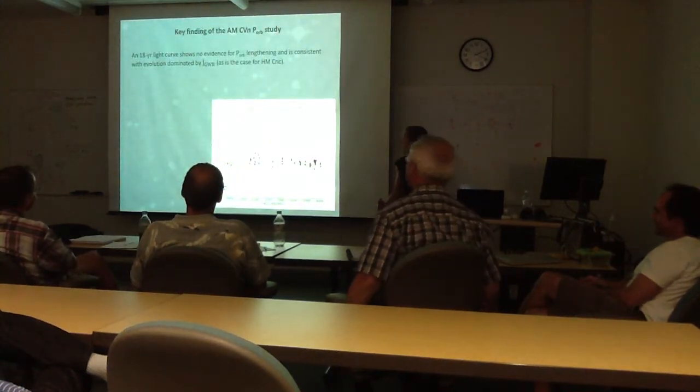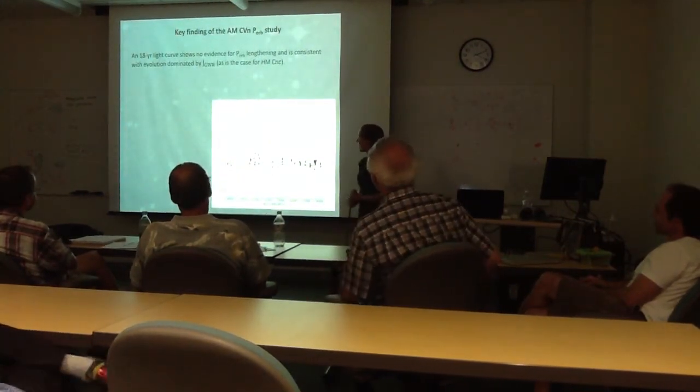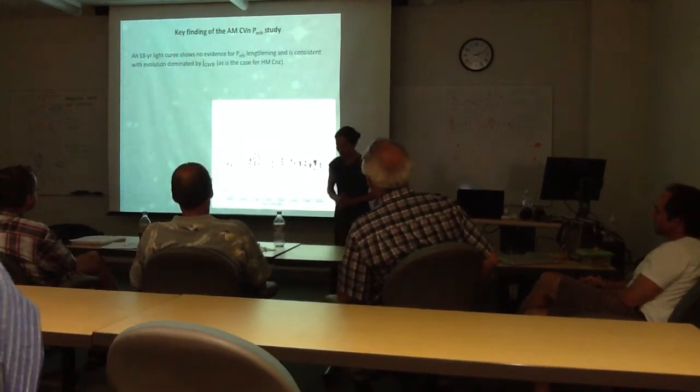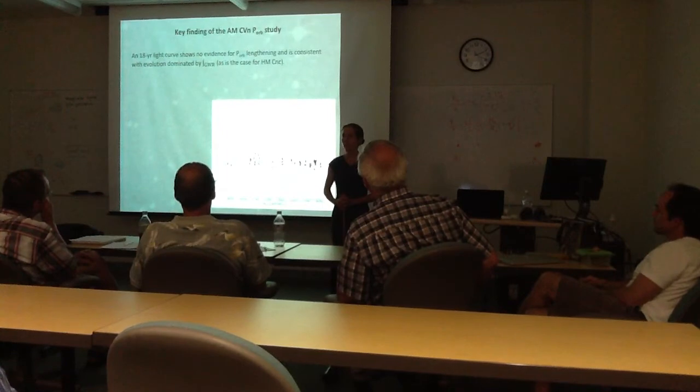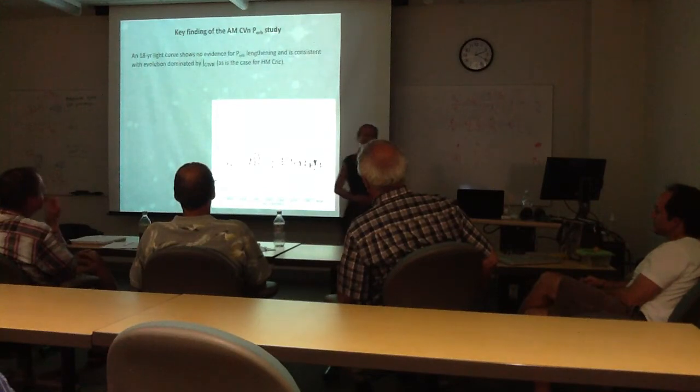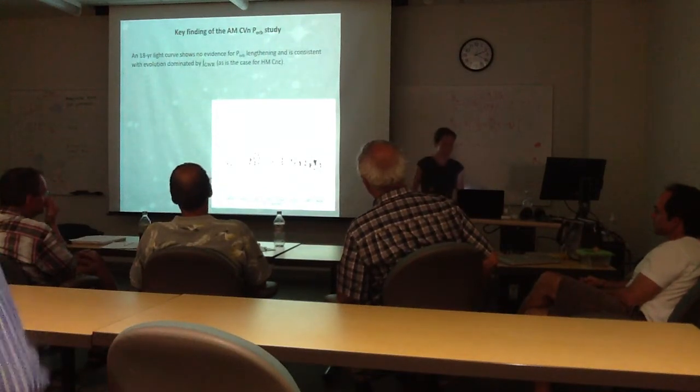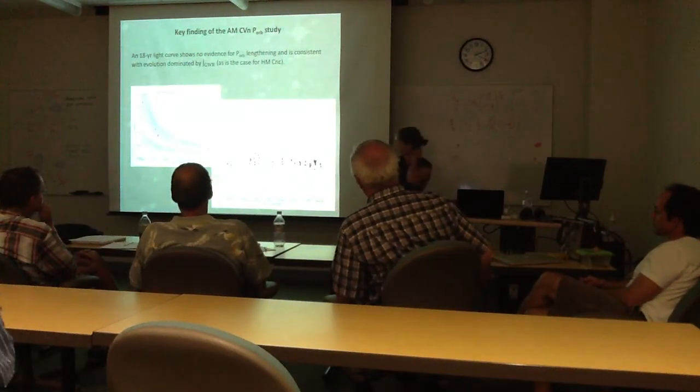Okay, so the key findings of this study are: the 18-year light curve of Amkin-Ben shows no evidence for orbital period lengthening in the system, and might be consistent with evolution governed by angular momentum loss due to gravitational wave radiation, as is the case for AM CVn. Just to remind you of the first study, here it is.